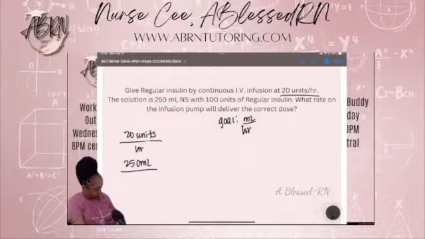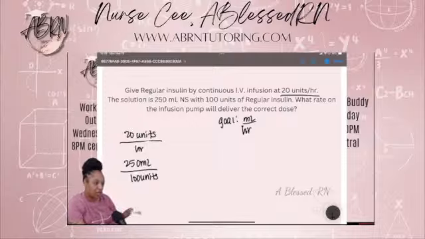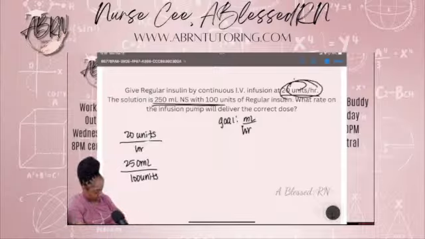And 250 mLs with 100 units. Okay, so when I say puzzle pieces or relationships, do y'all understand what I mean by keeping them like a puzzle piece or a relationship? Like they go together. Like this goes with, they're together. And these two, they're together.